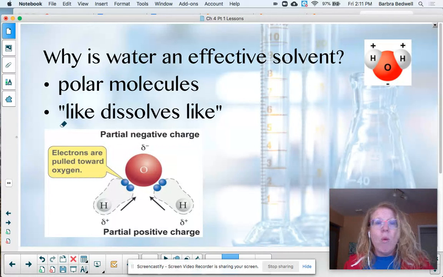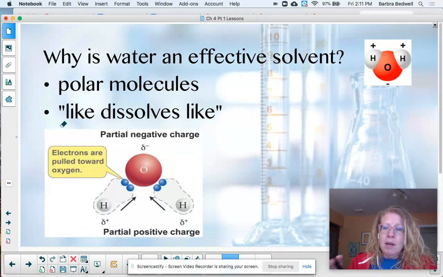What is it about water that makes water sort of this miraculous solvent? And it comes down to the fact that water is a type of molecule that we call polar. And we're not going to get into a whole bunch of bonding right here, right now, but there's a couple of things to know about water molecules.